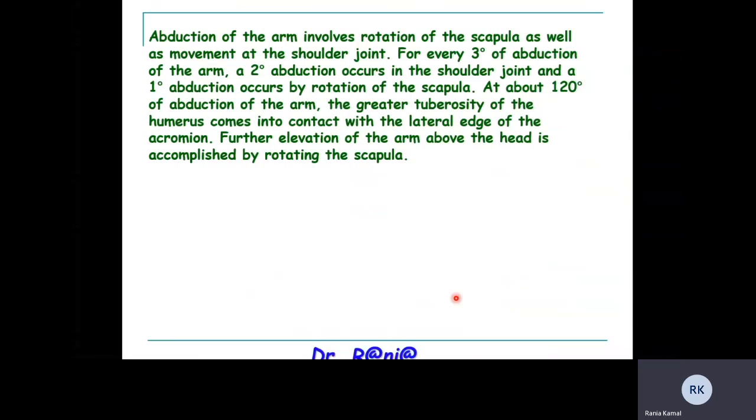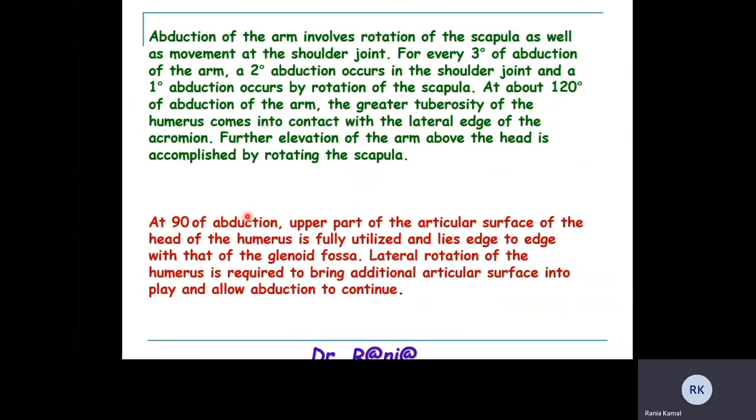Abduction of the arm involves rotation of the scapula. For each 3 degrees of abduction of the arm, 2 degrees of abduction occur at the shoulder joint and 1 degree of abduction occurs at the shoulder girdle. At about 120 degrees abduction of the arm, the greater tuberosity of the humerus comes in contact with the lateral edge of the acromion. Further elevation needs rotation of the scapula.